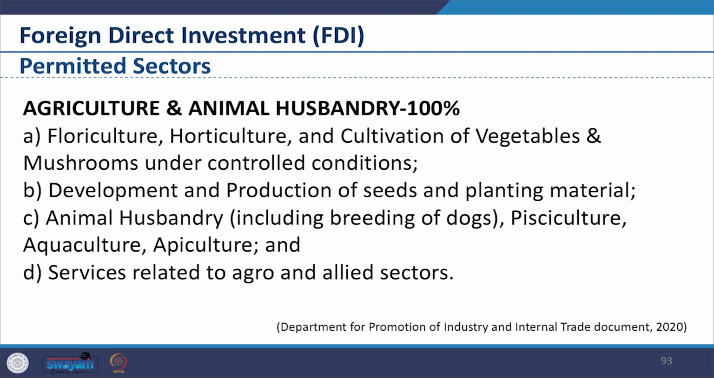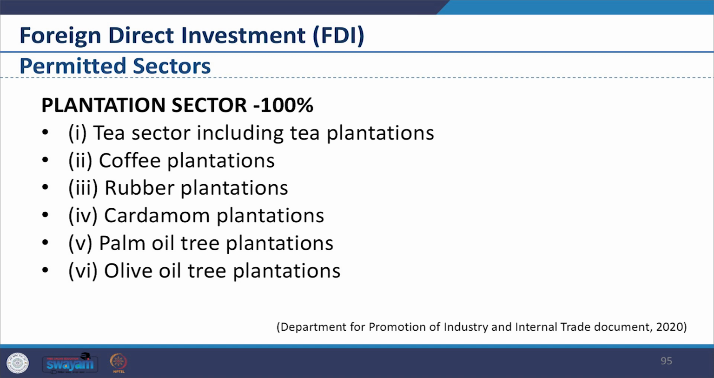So we see agriculture and animal husbandry, where 100% can be invested. That includes floriculture, horticulture. You can also see development and production of seeds and planting material, animal husbandry. So all these are permissible. You can also see the plantation sector, which again has 100% investment, such as tea, coffee, rubber, cardamom, palm oil, olive oil tree plantations, and so on.